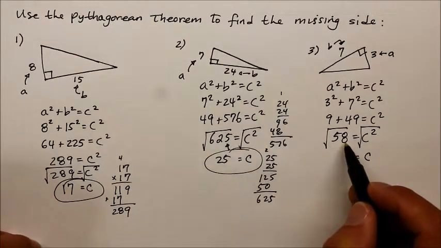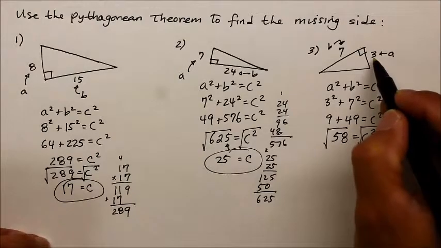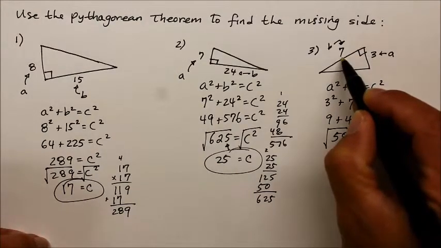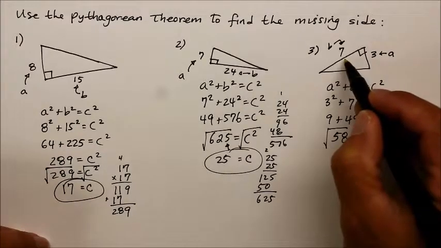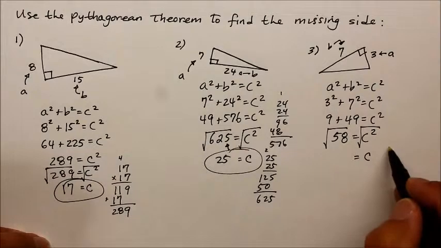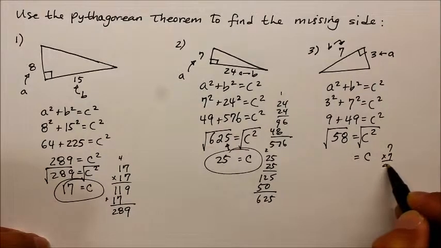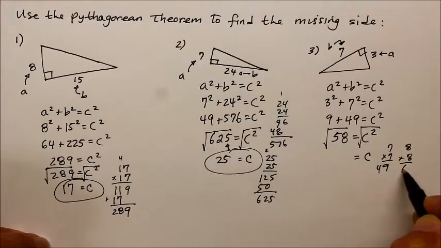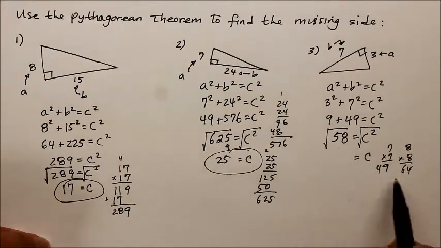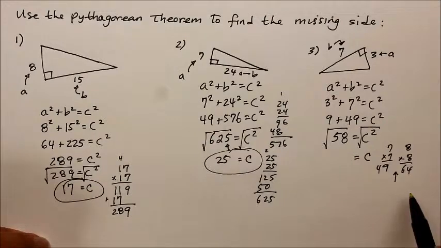Well, here we go. Let's estimate. Shortest side is 3. Longer side is 7. The longest side must be something more than 7. So let's see. I know that 7 times 7 is 49, and 8 times 8 is 64, so 58 is somewhere in between. So what if I say, let's see, 7.5.